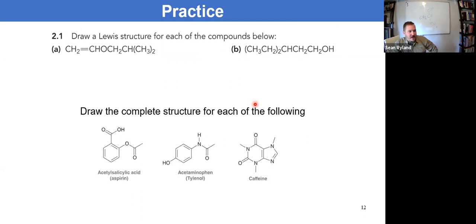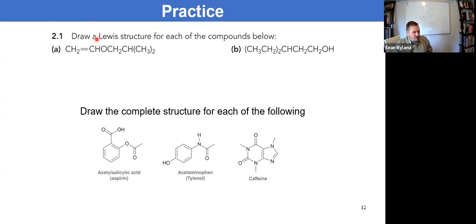And on a test, especially on the first midterm in OCHEM, I will do things like underline, draw the complete structure, meaning show me every bond for this compound. So you can show me that you can count to four, but not five.